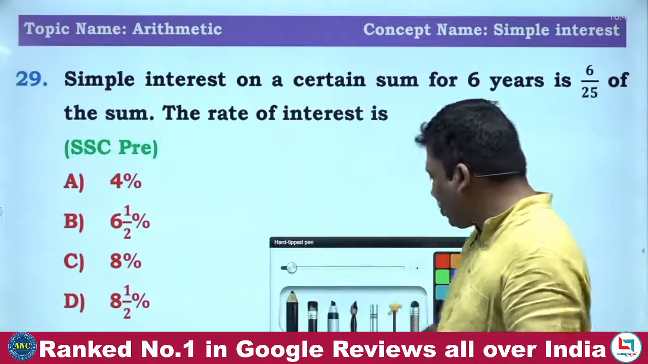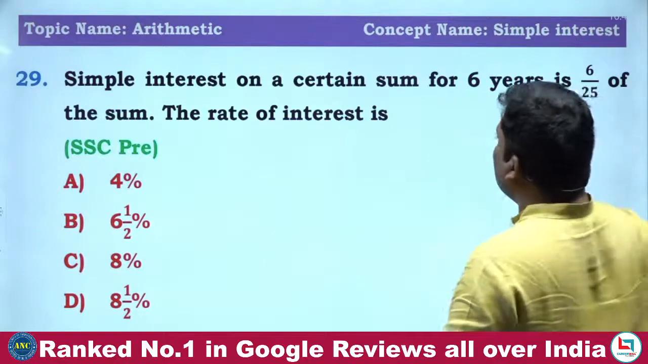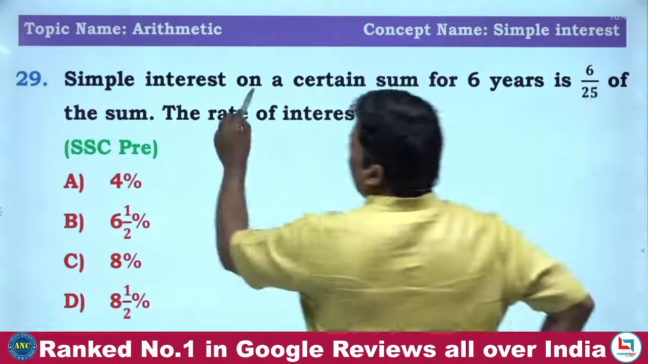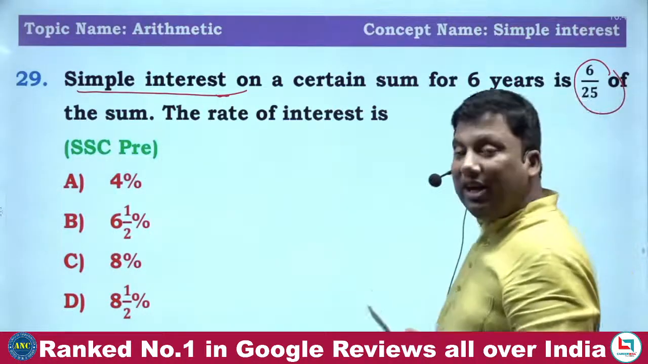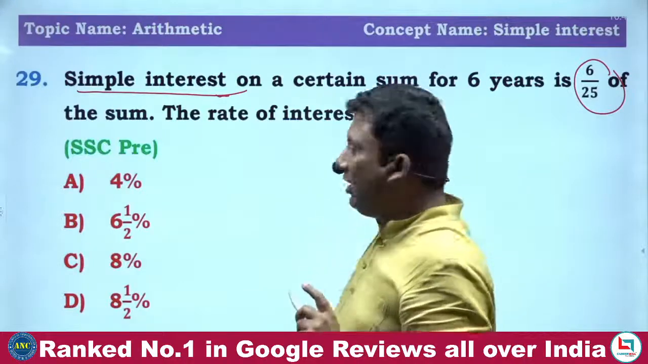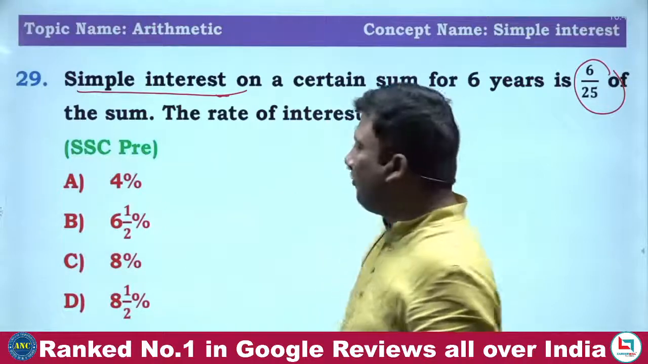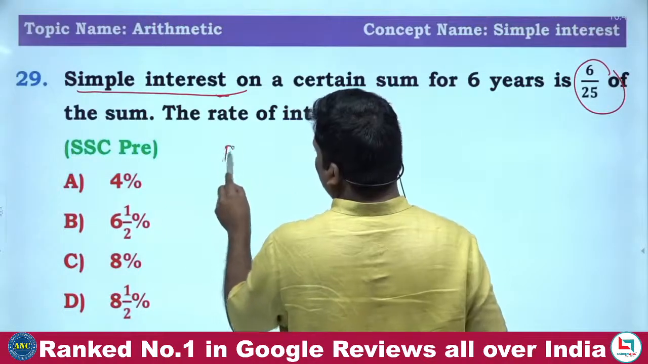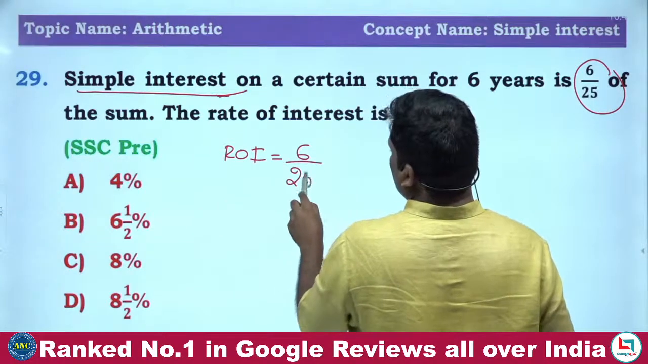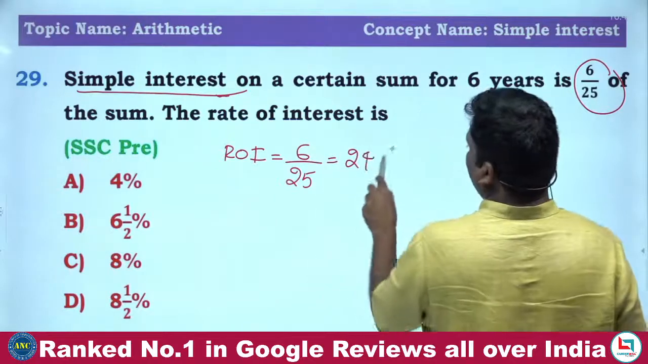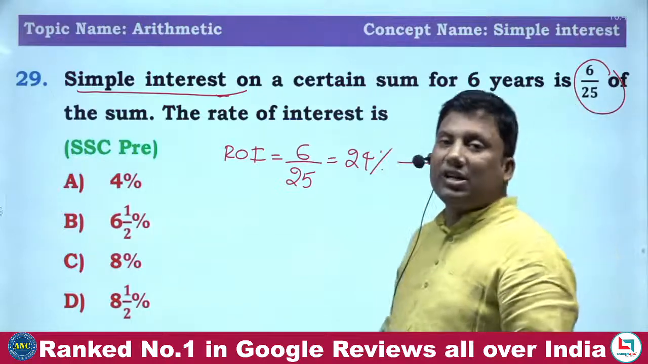Now see, read the question. Simple interest on a certain sum for 6 years is 6 by 25 of this sum. Initial value is always the denominator. I took 25 rupees from my friend, and after 6 years, I gave 6 rupees extra. So 6 by 25, which is 24 percentage. 24 percentage is the rate of interest for 6 years.